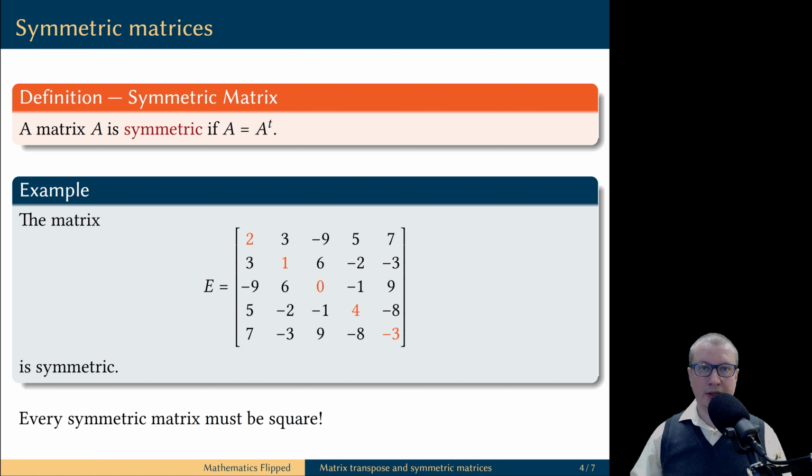Let's make an immediate trivial observation that a symmetric matrix must be a square matrix. This is because when you take the transpose of the matrix, the m by n matrix becomes an n by m matrix. And for the two matrices to be equal, they have to have the same size. Therefore, the number of rows must equal the number of columns.